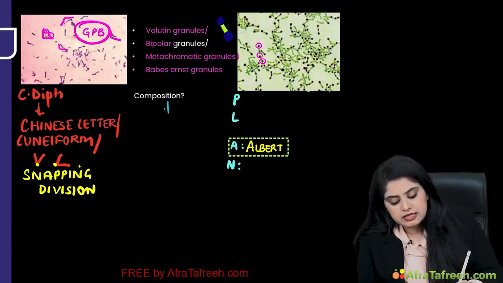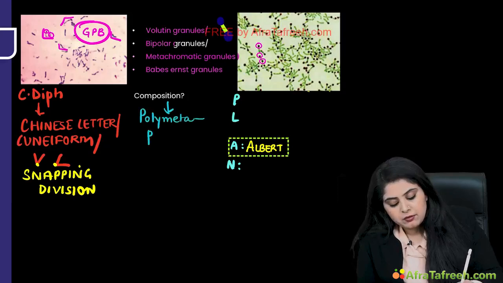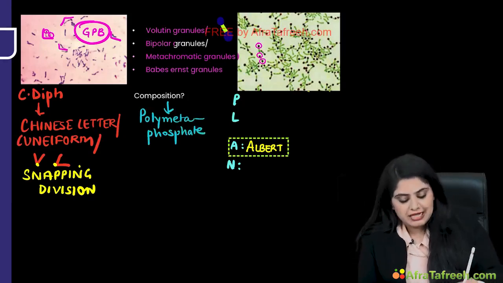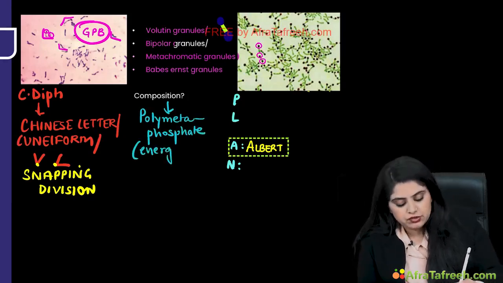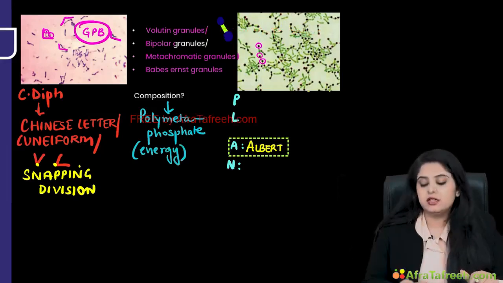But what do they contain? We say they contain polymetaphosphate. And polymetaphosphate is nothing but what? Phosphate for making ATP and ADP. So in short, they are energy sources. Now you'll have to say what is that stain that you have used over here?